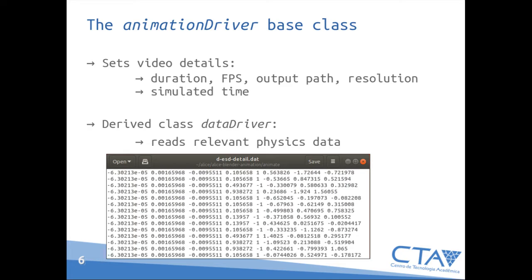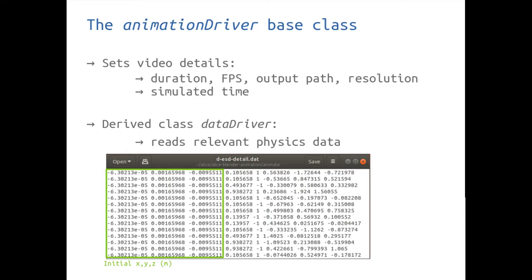The image at the bottom displays how the input data should be arranged inside the file passed down to the DataDriver class. Each line corresponds to a different particle to be represented in the animation. In the first three columns, we have the x, y, and z coordinates of the particle's initial position in meters, followed by its mass in giga-electronvolts per c² and its charge in units of elementary charge. The last three columns hold the x, y, and z relativistic linear momentum values in giga-electronvolts per c.